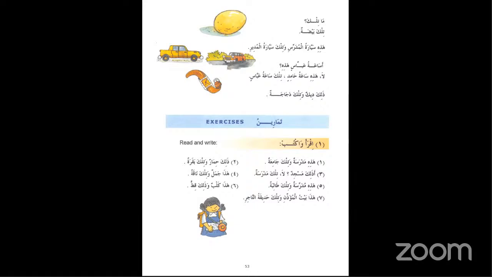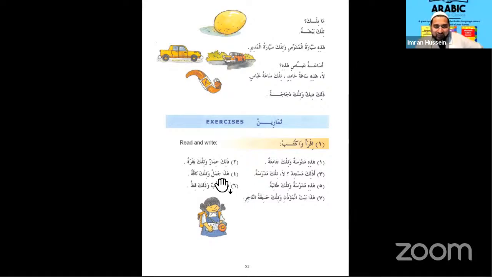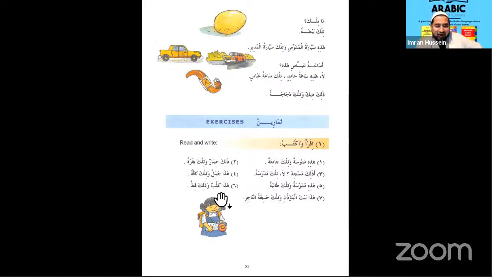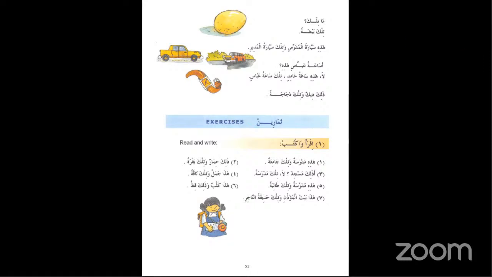Dhalika jamalun wa tilka naqatun. That is a camel and, no, that is a female camel. This is a male camel and that is a female camel. Naqatullahi wa suqyaha, Surah Shams. Yeah, and Prophet Saleh's naqa.